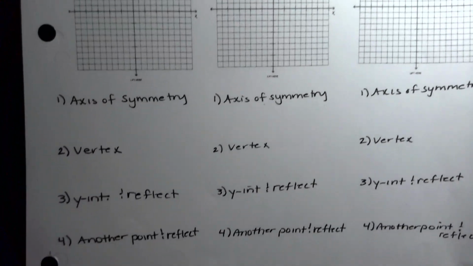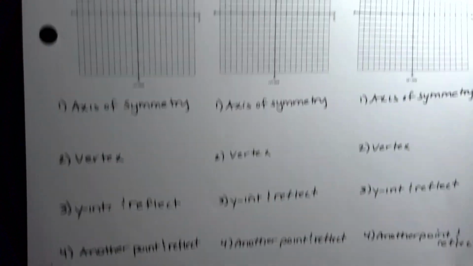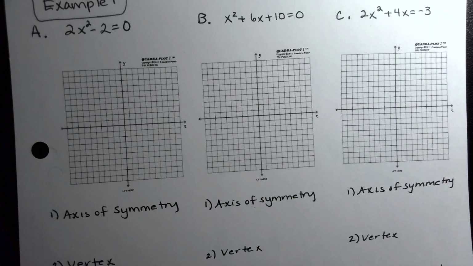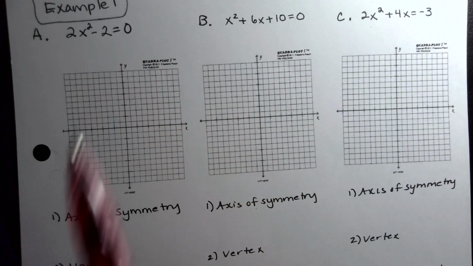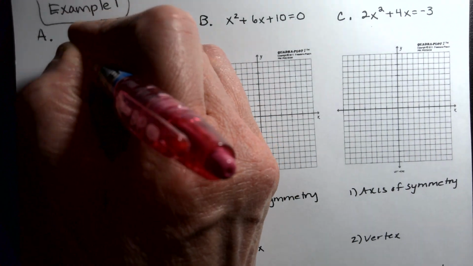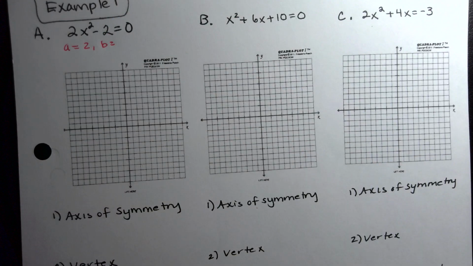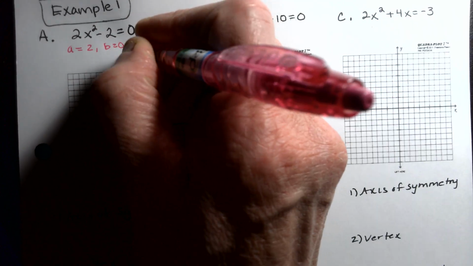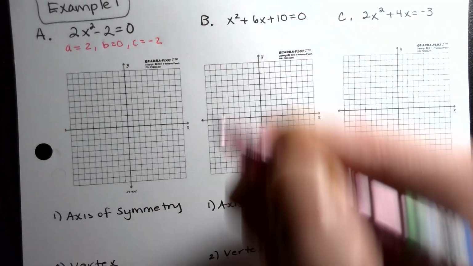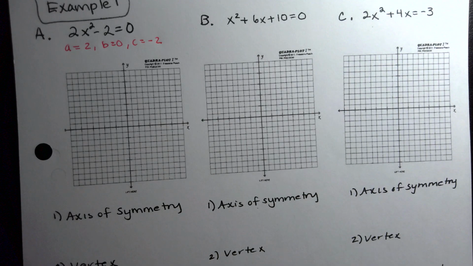I've got the steps lined up down here for you to follow, just like before. And this is all on the same side, so we're all set there. A is equal to 2. What's B, class? 0. There's no x term. C is a negative 2. So make sure you're careful with that.